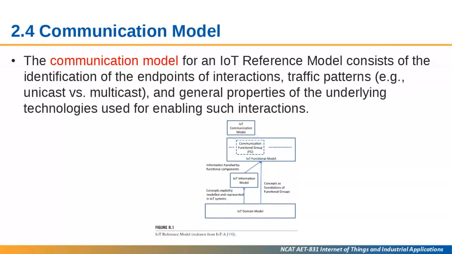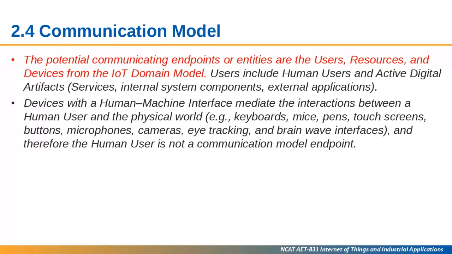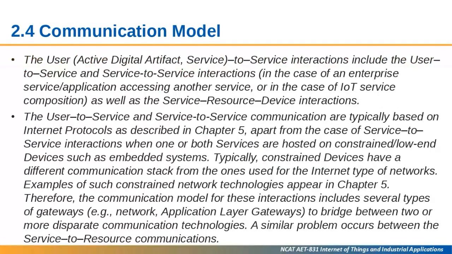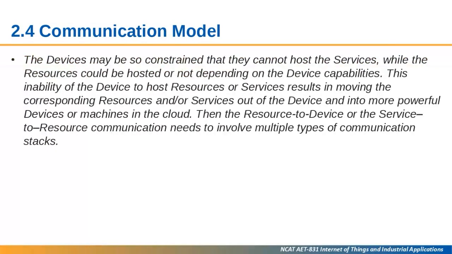The last sub-model we would like to mention in the reference model is the communication model. It consists of the identification of endpoints of interactions, traffic patterns, and general properties of the underlying technology used for enabling such interaction. In other words, it deals with the communication, right? The potential communication endpoints, including users, resources, and devices. But to put it simply, remember that the communication model deals with the communication of the different endpoints. That should be good enough.